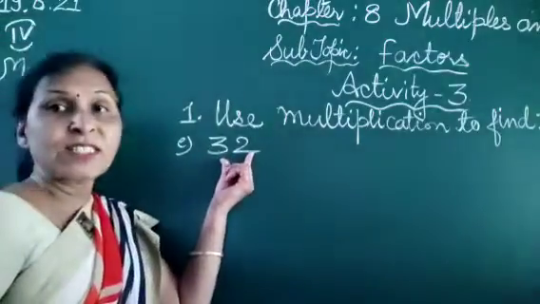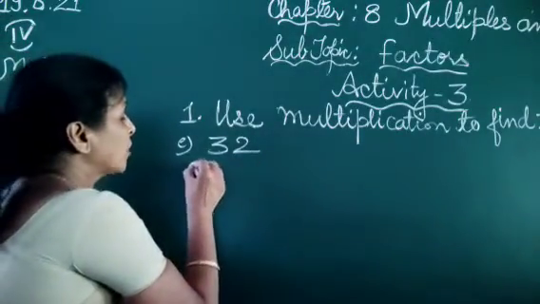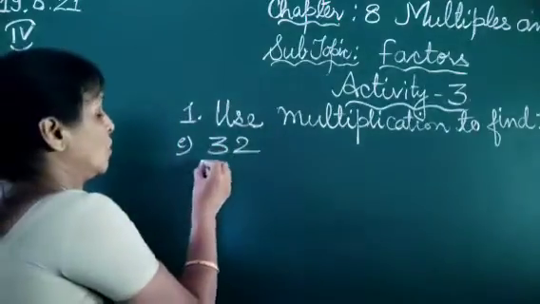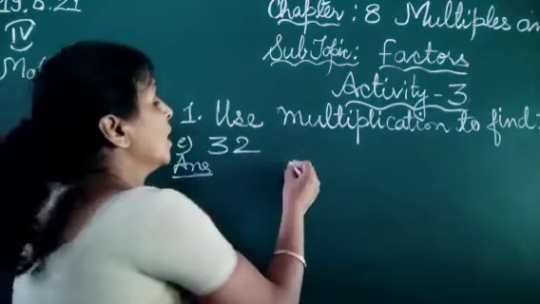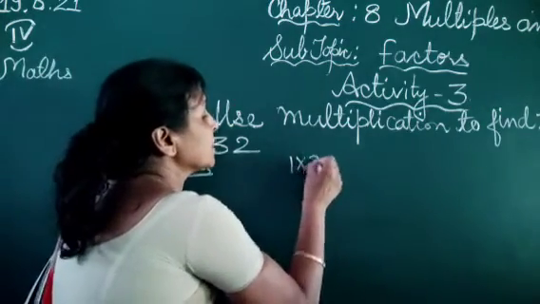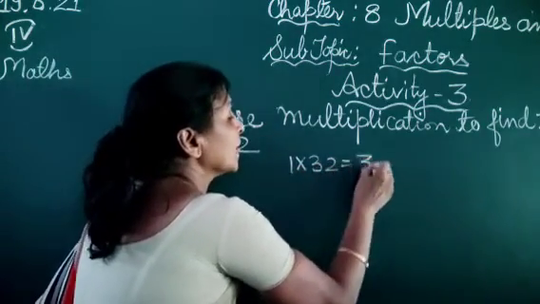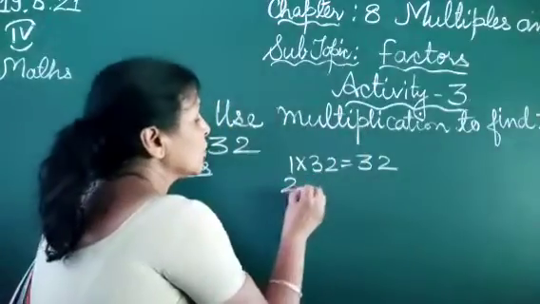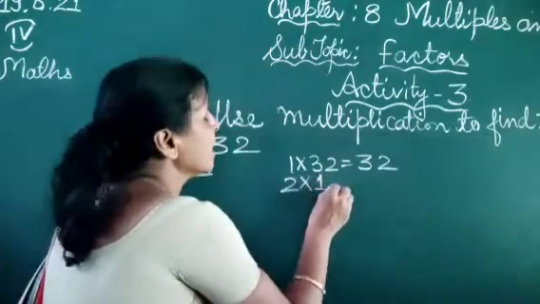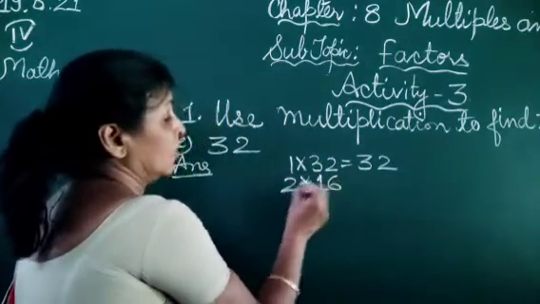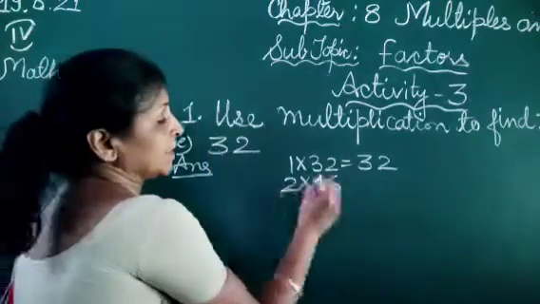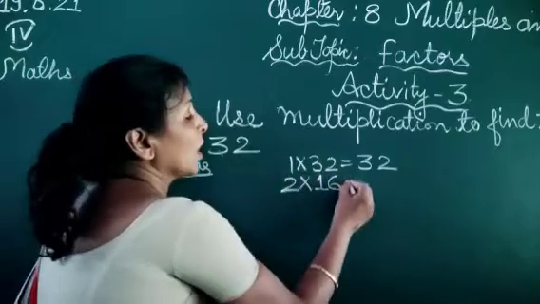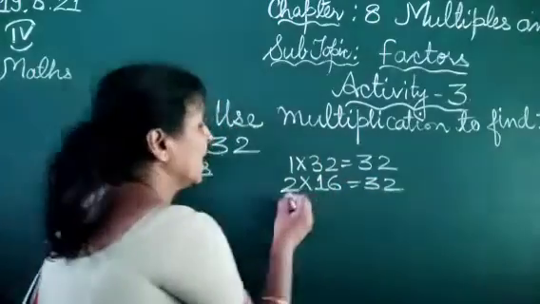Now the next is 32. We find out the factors of 32. How we will find out the factors of 32? Now first 1 is multiplied by 32, then 32 comes, then 2 is multiplied by 16. 2 6s are 12, 2 1s are 2, plus 1 carry, that is 3. 16 2s are 32.